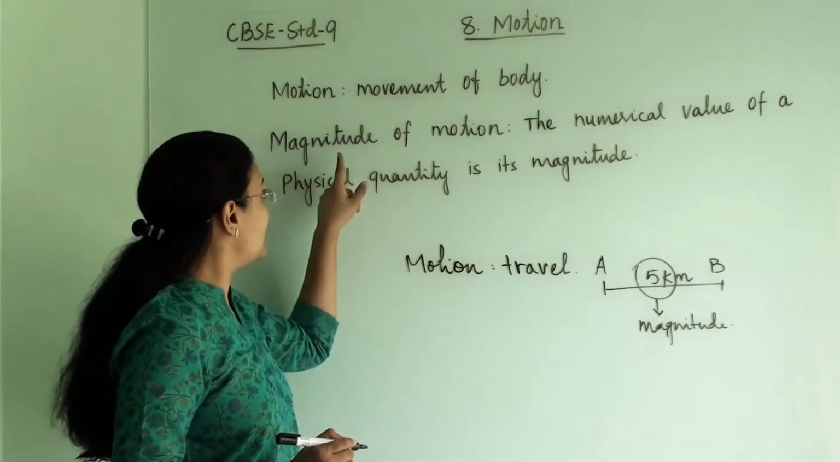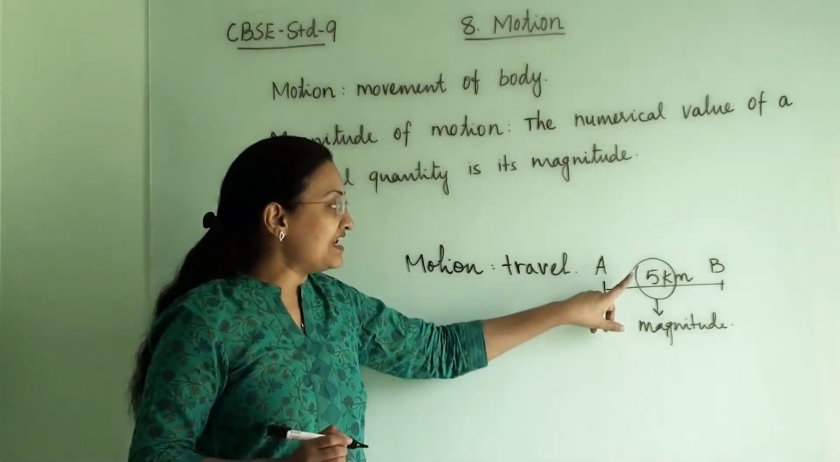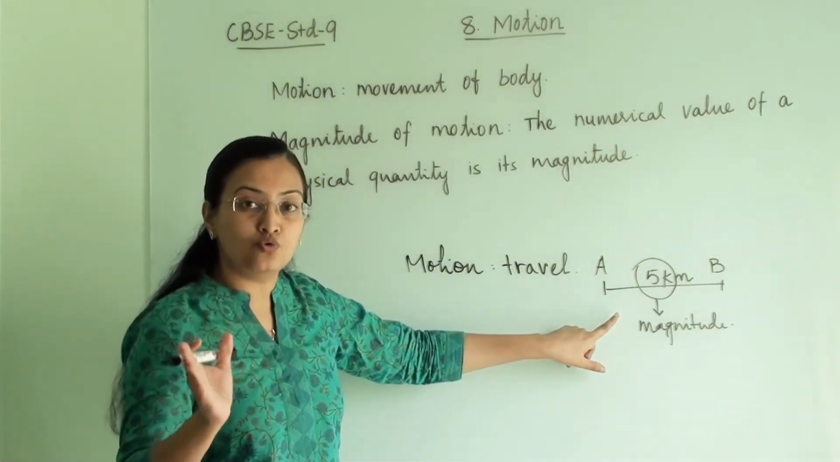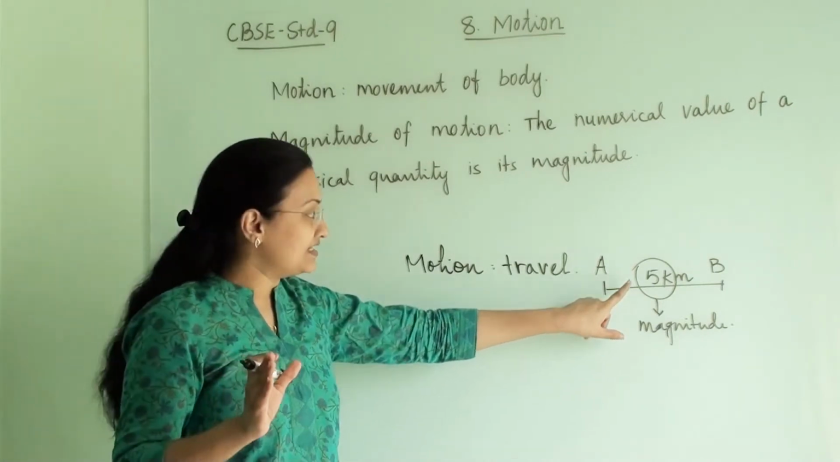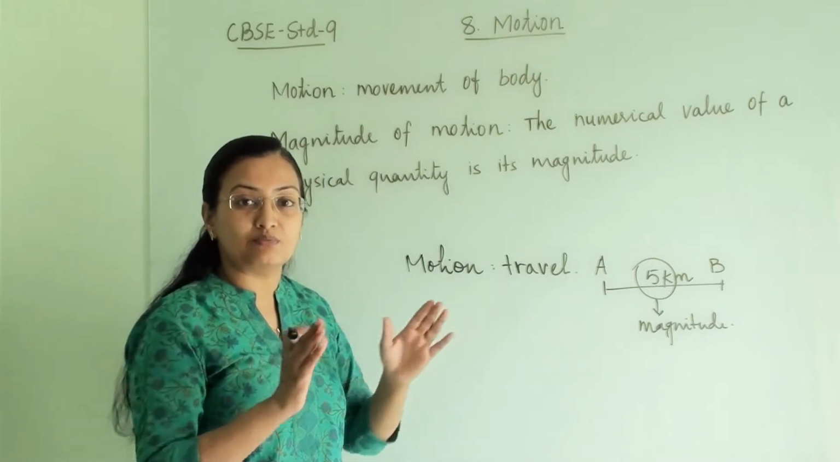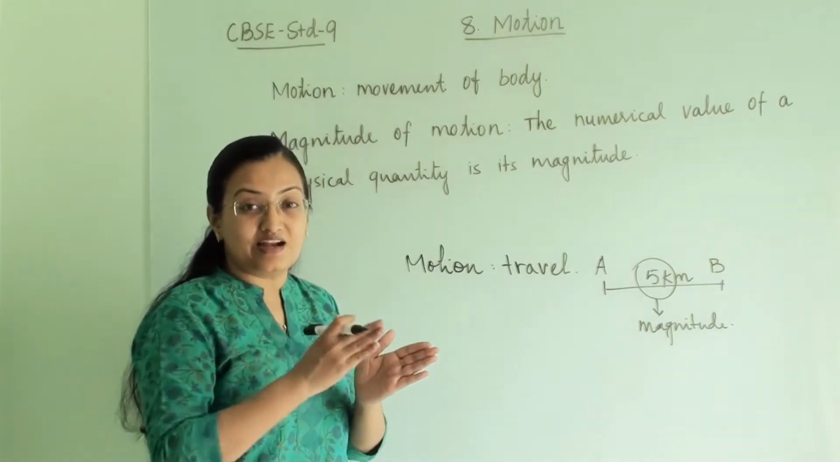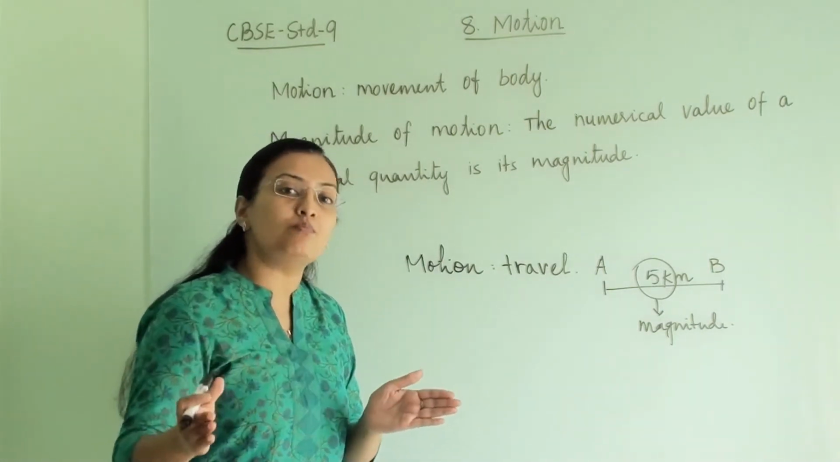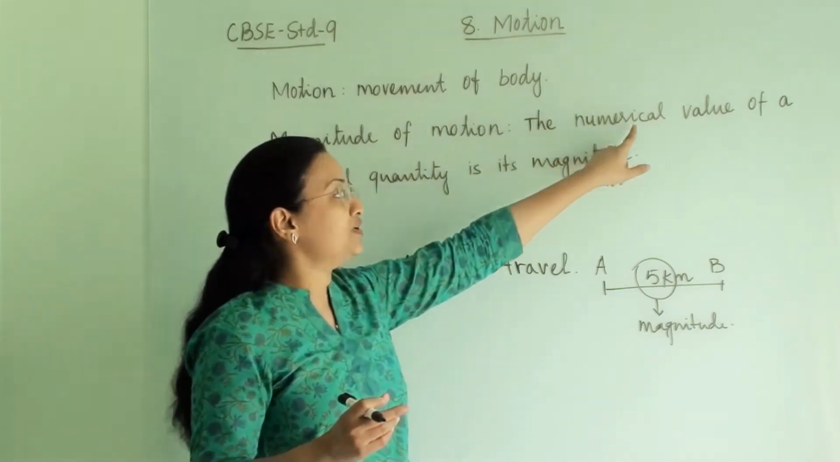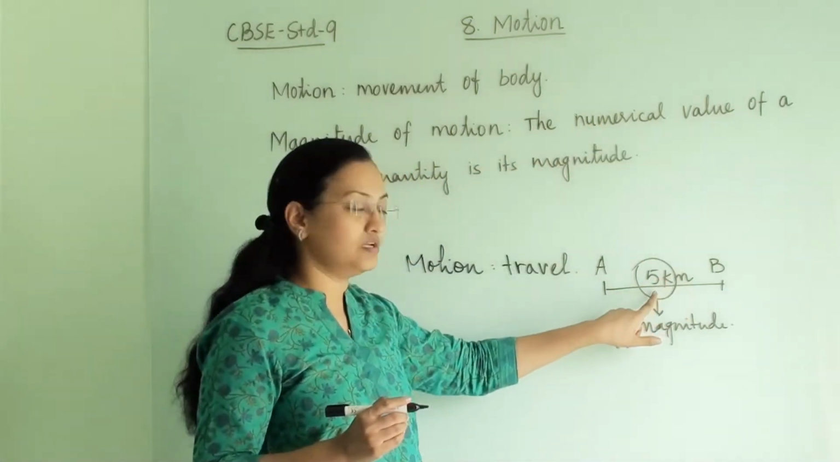So what is a magnitude? Magnitude is any number we are assigning to a distance covered or a movement or a motion. It is a physical quantity. Physical quantity means that much distance has actually been covered by the object. So that's why it is a physical quantity, and a numerical value. Numerical value means a number.